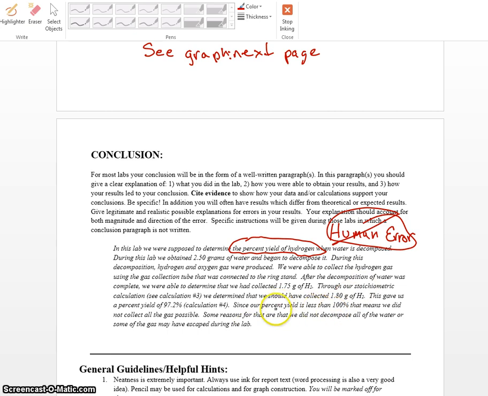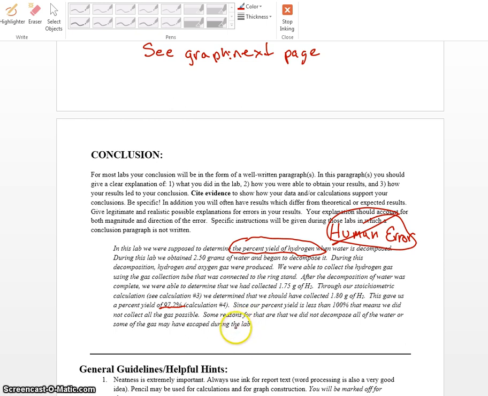You see here at the end a possible explanation for the error, since in this particular case they got a 97% yield. So why didn't they get 100? What's an explanation for that? It says here some reasons for that are that we did not decompose all of the water, which means you wouldn't produce all of the gas you expected, which is why your percent yield is too low, or some of the gas may have escaped, again, which would give you an amount of gas that was lower than you expected it to be. So you want to be specific about the error.